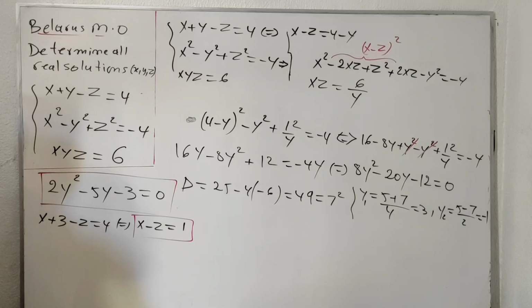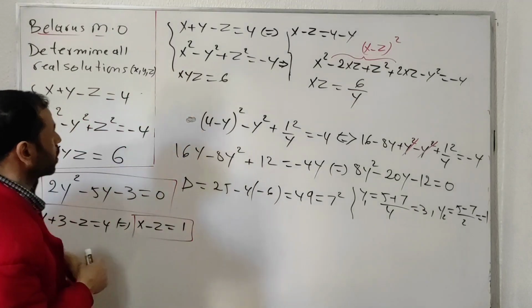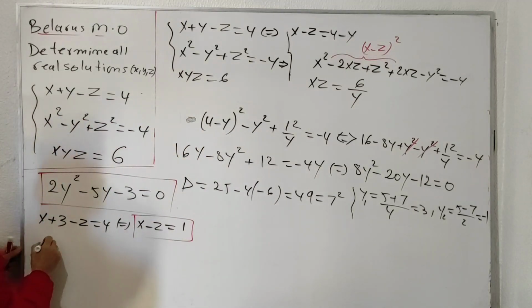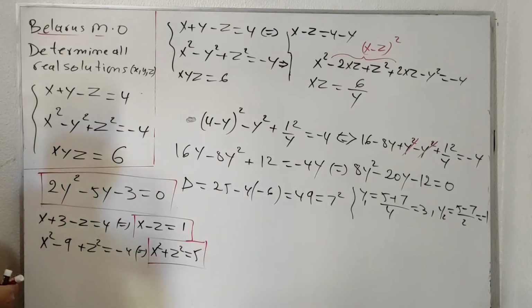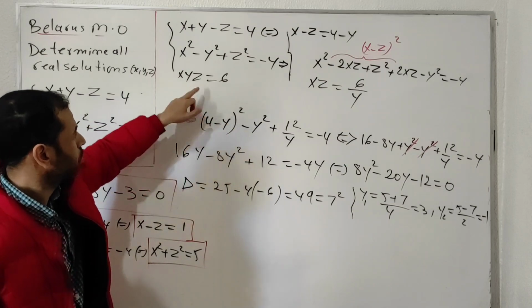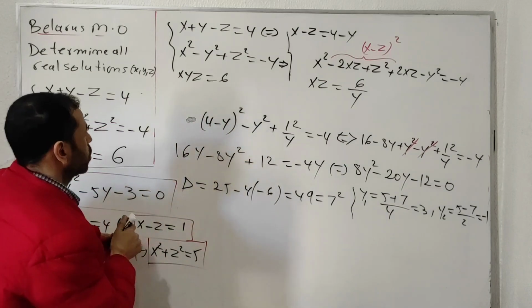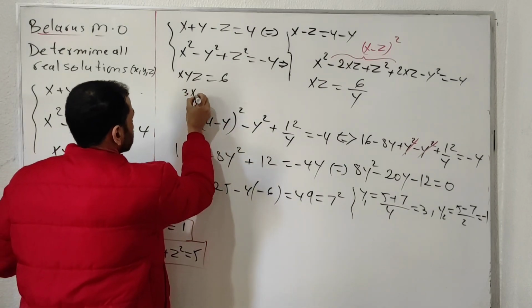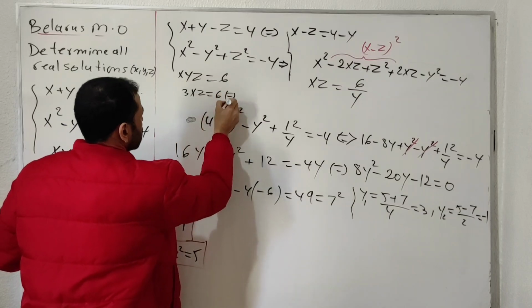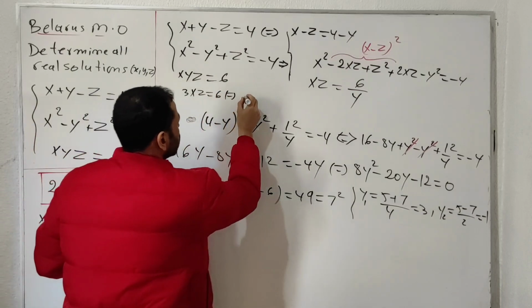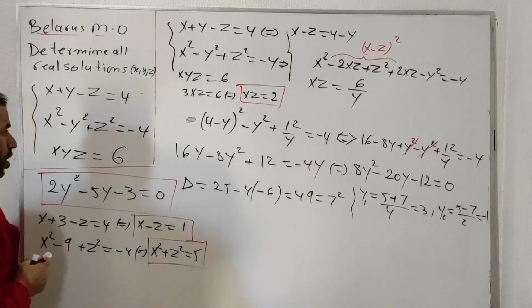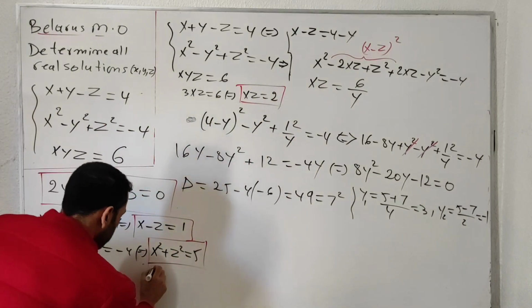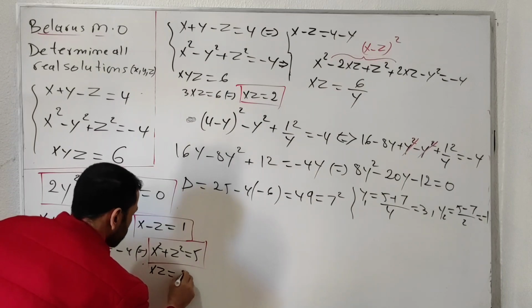For the second equation, I'm going to do the same thing by plugging number 3 into y. Then the next thing, I'm going to plug number 3 into y in the product equation. I will get here 3xz equals 6. By dividing both sides by 3, I will get xz equals 2. Here is the value: xz equals 2.